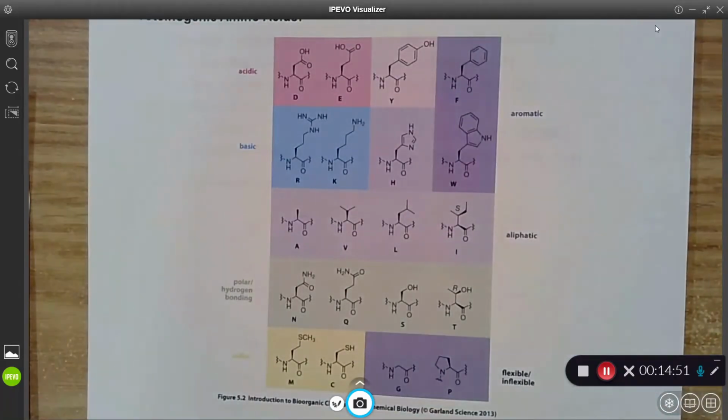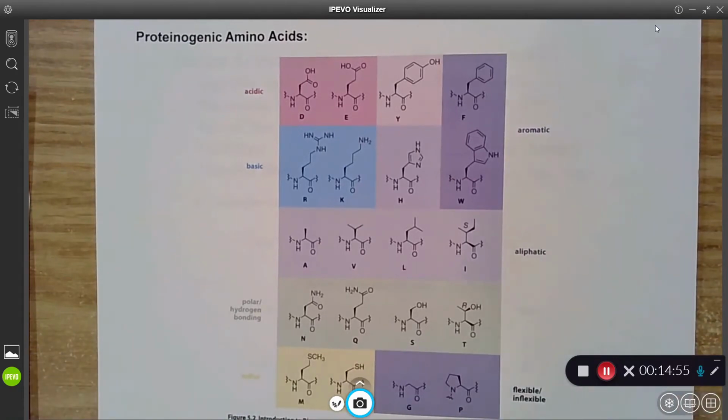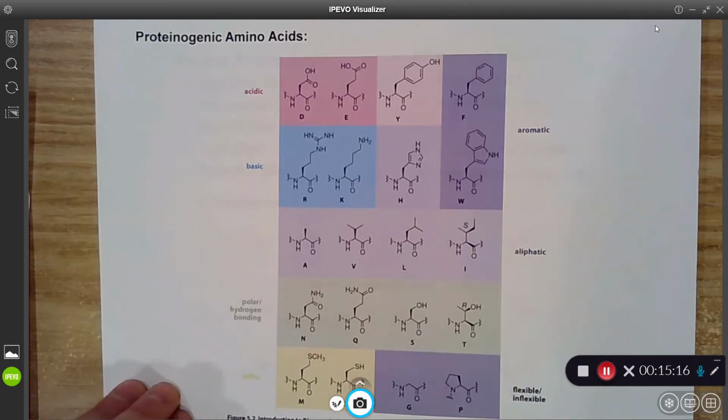What I have here is a picture of all the different amino acid side chains. So these are the 20 very common side chains that characterize amino acids. I don't expect you to memorize all these amino acids, but you should be familiar with them and try to understand them from a fundamental organic chemical point of view.